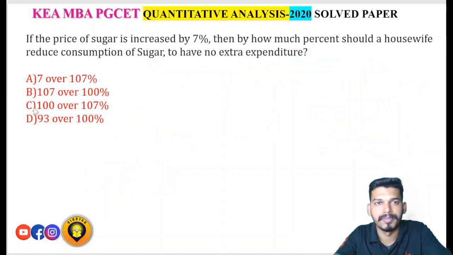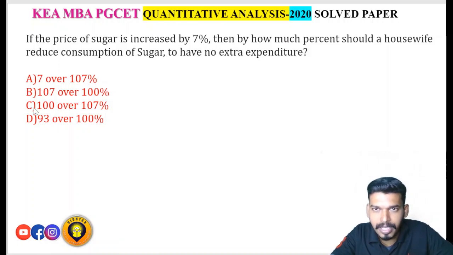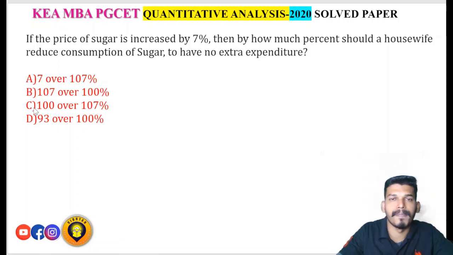Next one. If the price of the sugar is increased by 7%, then by how much percent should a housewife reduce consumption of sugar to have no extra expenditure?